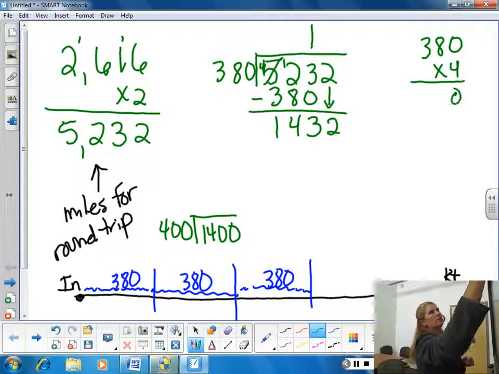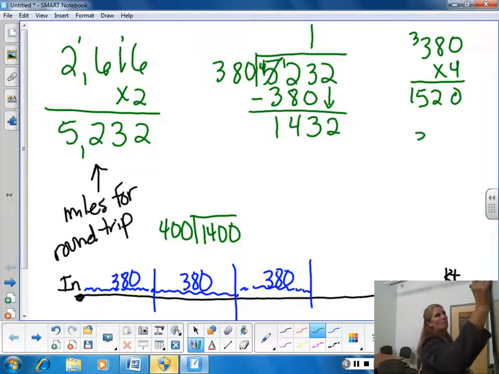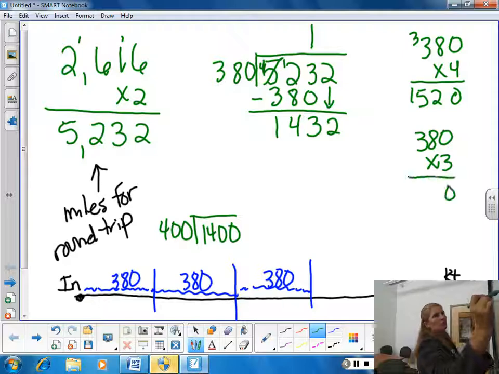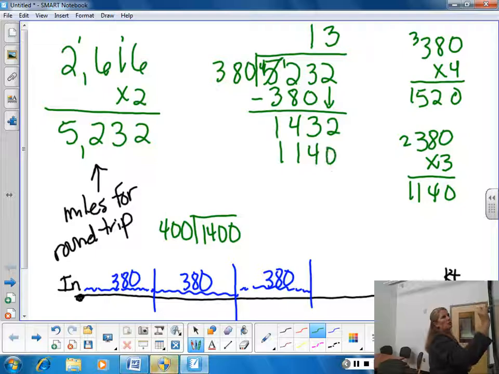I get 1,520. That's too much, right? So my guess of 3 would have been better. 380 times 3 is 1,140. Now I'm going to subtract.